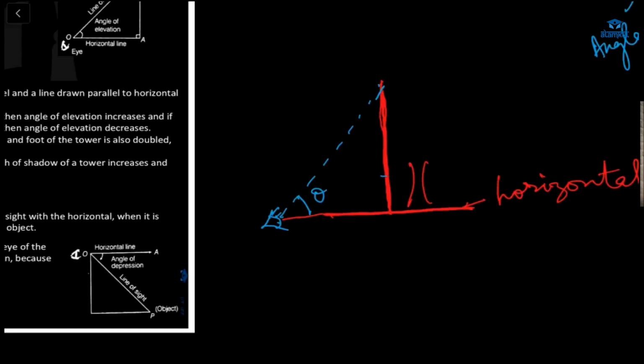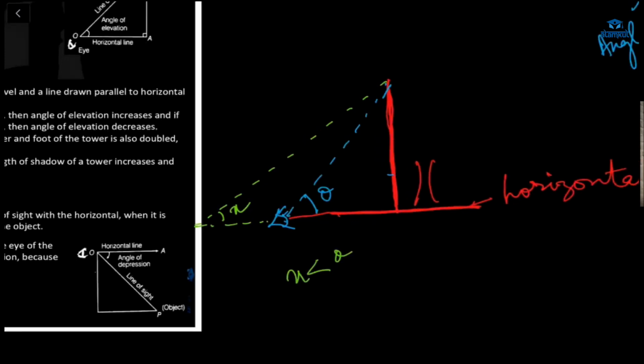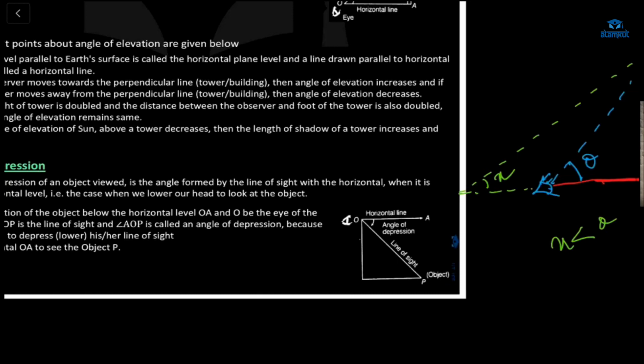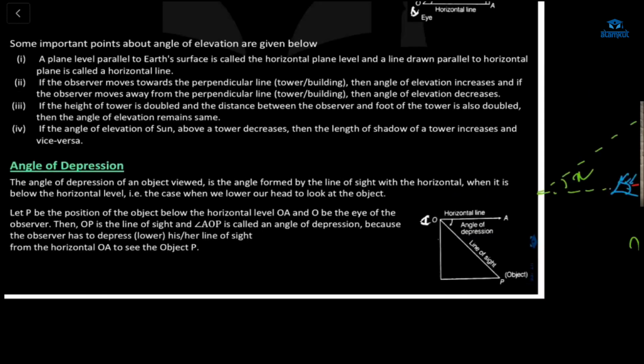Now, if you move away, I'm using a different line to show this. If you are moving away, it will be this way. So you see, the angle has changed, and this time it is smaller. If you compare theta with x, x will be less than theta. So if the observer moves towards the tower, the angle of elevation will increase. If you move away from the tower, the angle of elevation will decrease. Remember this, because a question may say the angle was this, and when he moved away, what is the new angle? You should know that it should be a smaller angle.